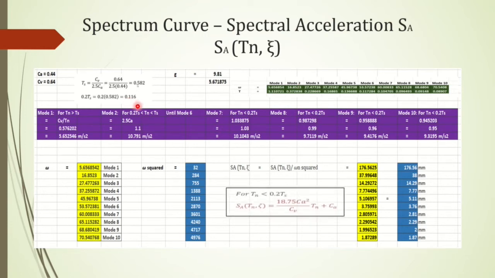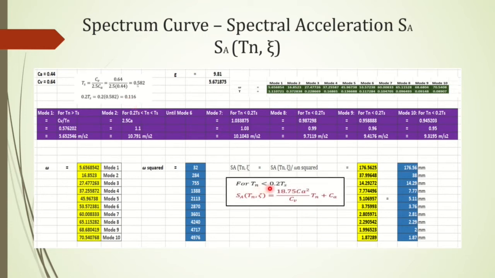We will be using this formula. For Tn is less than 0.2 Ts, we will use this 18.75 Ca squared over Cv. Now, take note guys, itong 18.75 Ca squared over Cv is kung given na yung value natin, gaya dito, maging constant na siya hanggang dito lang. Hanggang dito lang sa situation na ito. So, ito yun siya. Itong 5.671875. Ito yung value ng 18.75 Ca squared over Cv. Since mag-iiba lang yung value natin sa pag-multiply natin sa Tn. So, plugging in the values, ito yung makukuha natin. So, same as mode 8, mode 9, hanggang mode 10.